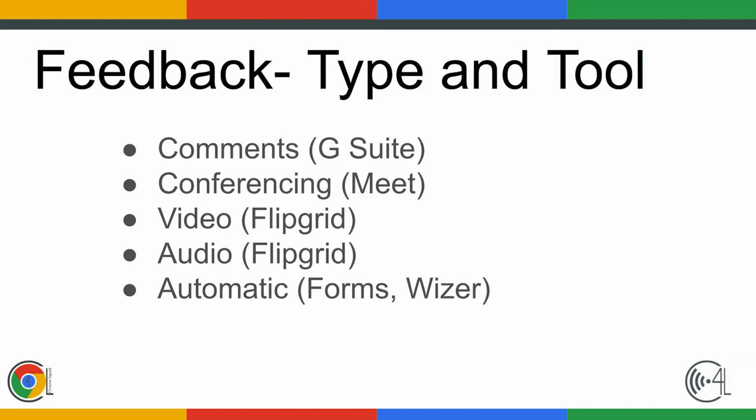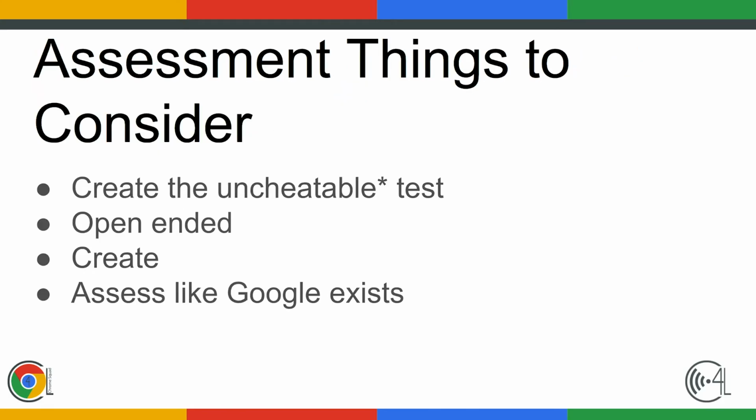And then there are ways to do automatic feedback. So for example, if you use Google Forms or Wiser, immediately after they answer, they get feedback on how they did. And with forms, you can do something like a branching form where if they miss a question, they immediately get redirected to a video or a document or an example to teach them.